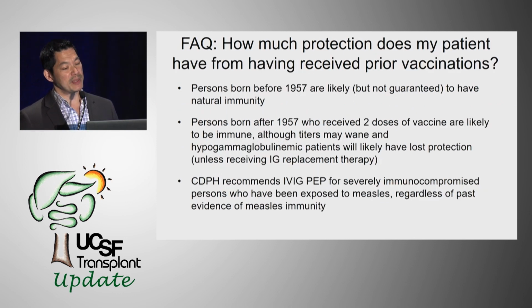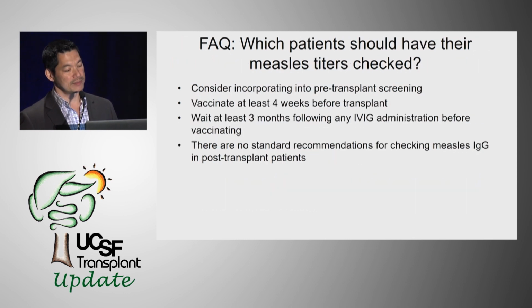How much protection does my patient have from receiving prior vaccinations? Well, persons born before 1957 are likely but not guaranteed to have natural immunity, which is generally a better immunity than the vaccines. Patients born after 1957 are likely going to be immune, but the titers may wane. And the California Department of Public Health recommends IVIG post-exposure prophylaxis for severely immunocompromised patients who've been exposed to measles, regardless of past evidence of measles immunity.